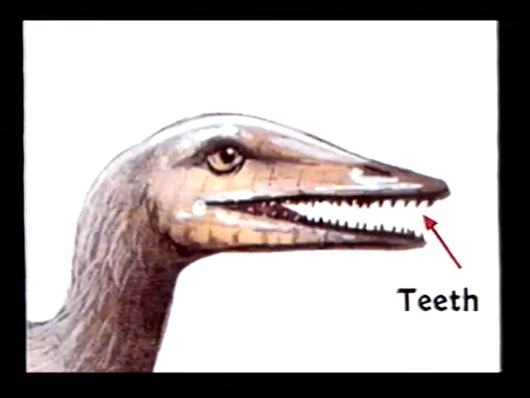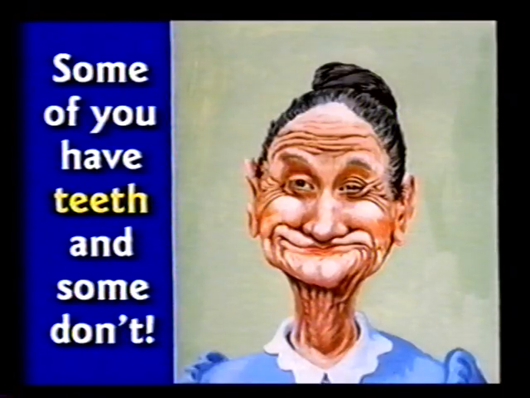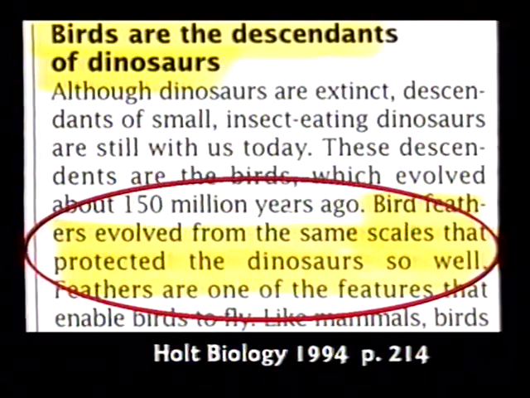That doesn't prove it used to be a dinosaur. They're going to say, well, he's got teeth in his beak. No, that's unusual, all right. Most birds don't have teeth. Some do. You know, some reptiles have teeth, some don't. Some fish have teeth, some don't. Some mammals have teeth, some don't. Some of you have teeth, some don't, okay? It doesn't prove it used to be a dinosaur. And by the way, going from teeth to no teeth is losing, not gaining. That would be backwards evolution, wouldn't it? Then they're going to say, bird feathers evolved from the same scales that protected dinosaurs so well. Now just hold on a minute.